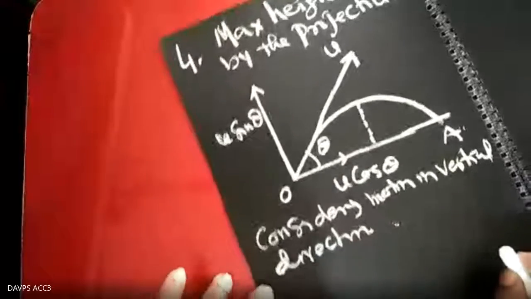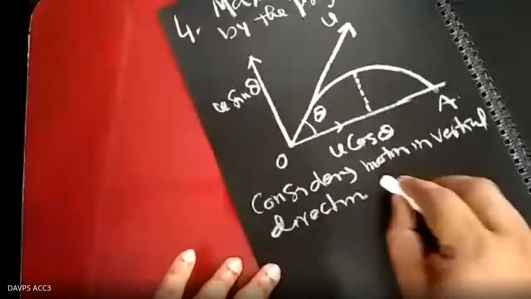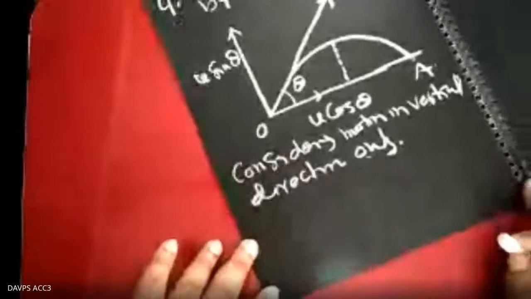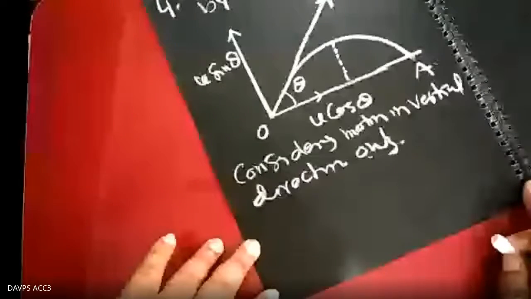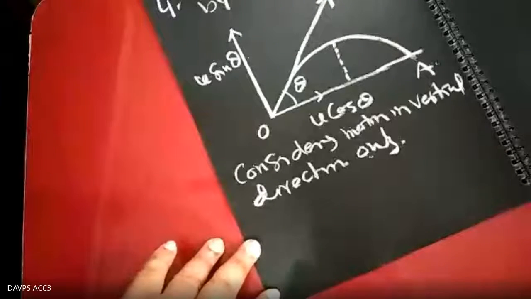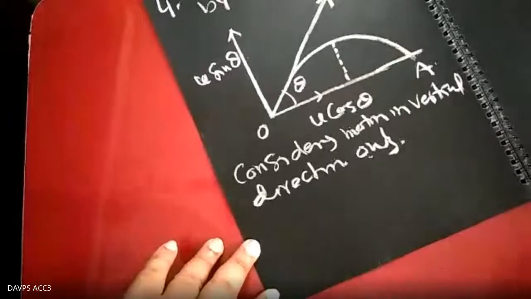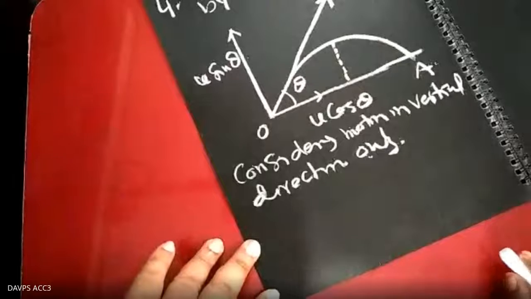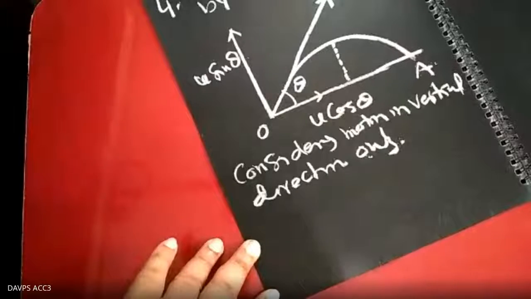Considering motion in vertical direction only. Why are you considering the motion in vertical direction? Because u sin theta acts only in the vertical direction. Our target is to find out the vertical height only, the height of the projectile, so you have to consider only the motion along the vertical direction.